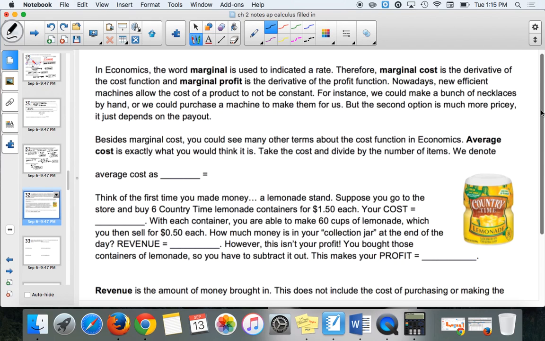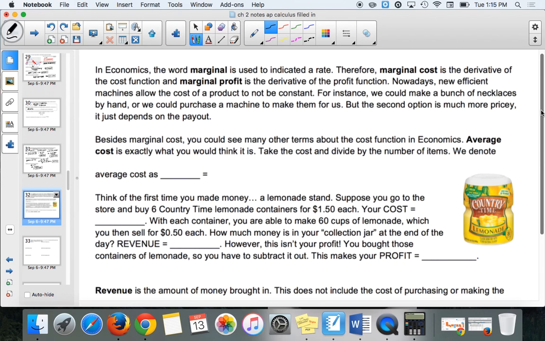So in economics, the word marginal is used whenever you talk about a rate. If you talk about the marginal profit, it's basically your profit per item, right? Marginal cost is the derivative of the cost function. Marginal profit is the derivative of the profit function. So anytime you see marginal, you are taking the derivative, okay?